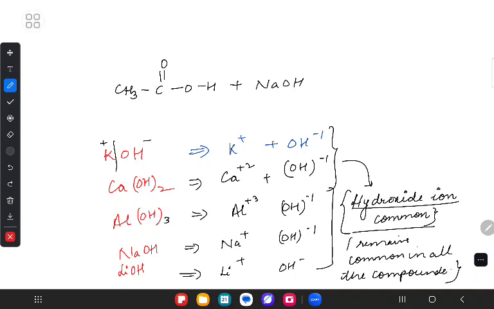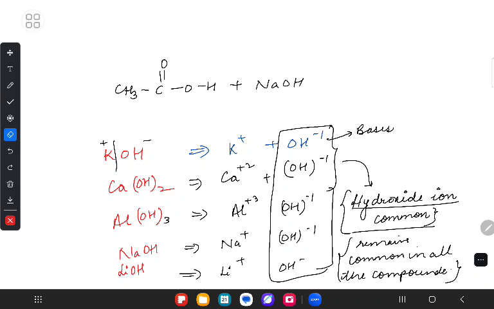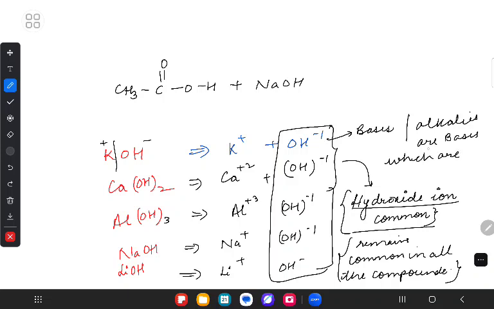And such substances which have OH negative ions are called bases. Are we understanding? They are called bases. Or I would also call them alkalis, because alkalis are bases which are soluble in water. Understood.